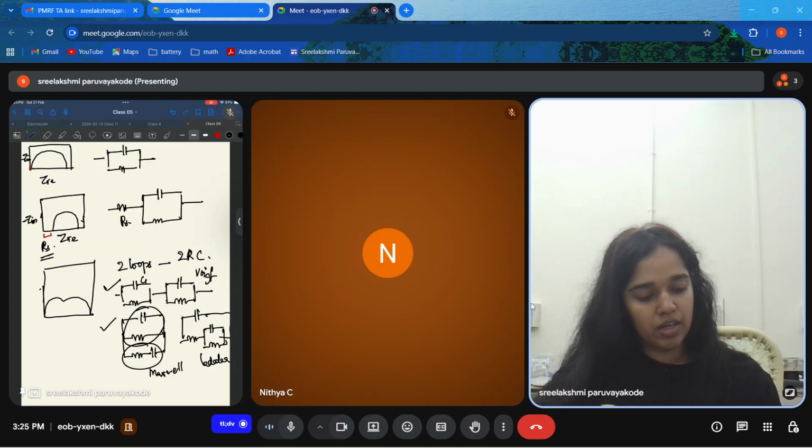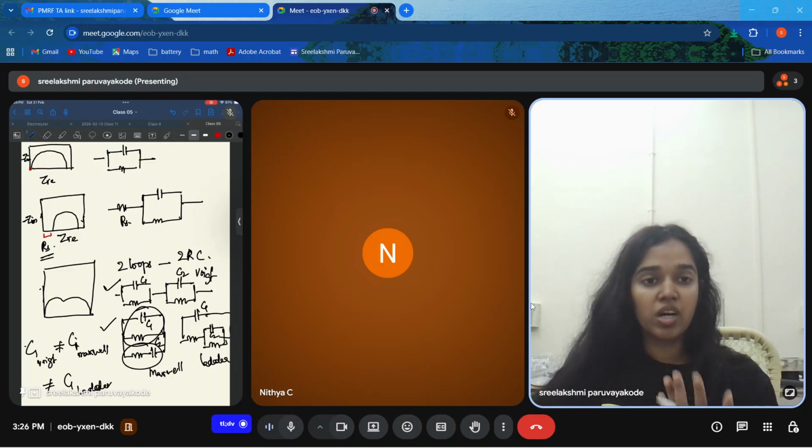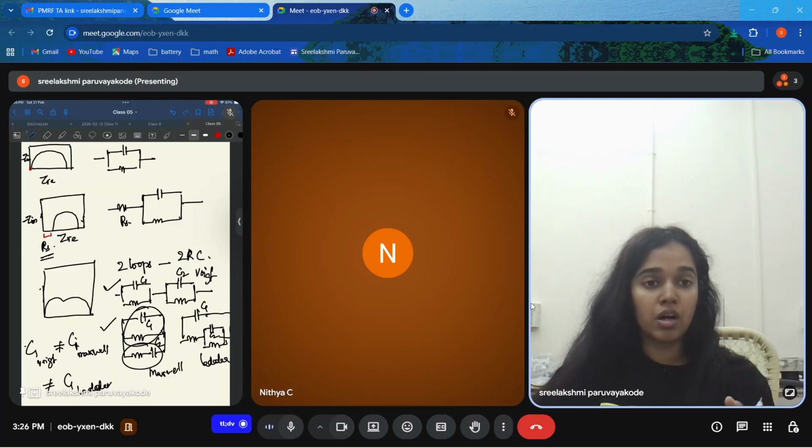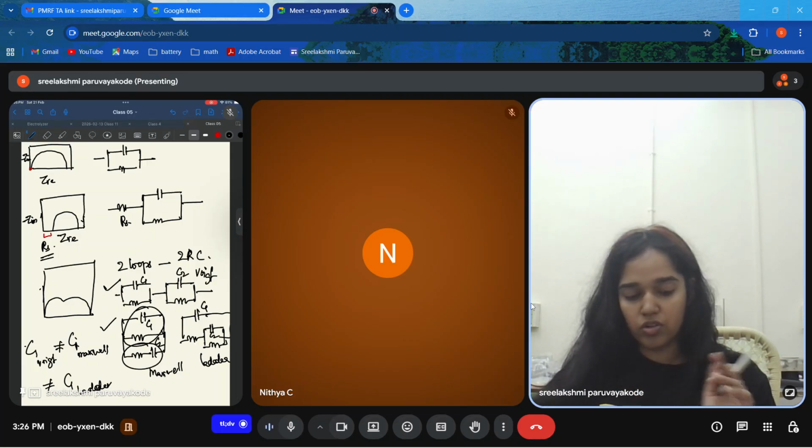If I say C1 here, C2 here, C1, C2, C1, C2, the C1 in Voigt will not be equal to C1 in Maxwell. This again will not be equal to C1 in ladder. So distinguishability is where you can use different kinds of circuit in order to fit it. So they can be used interchangeably, but the values of the resistor, capacitor, inductor that are used in the system will not be the same in each of these circuits. So that is about distinguishability.